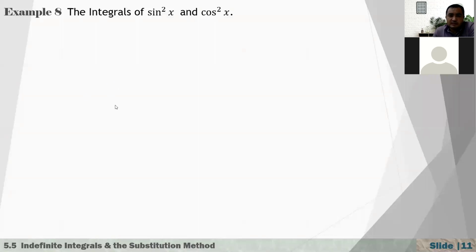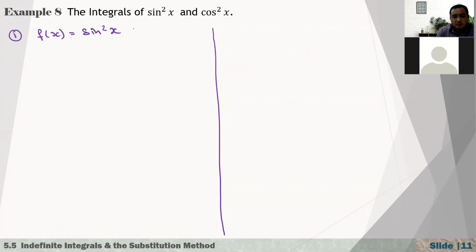So now let's start with the first one: integrals of sine squared of x and cosine squared of x. Let me do the first one on the left-hand side, the second one on the right-hand side, but the derivations are similar. Let's say our function f of x is equal to sine squared of x. I'm going to use one identity: we know that cosine of 2x is equal to 1 minus 2 sine squared of x. So sine squared of x is equal to (1 minus cosine of 2x) over 2.